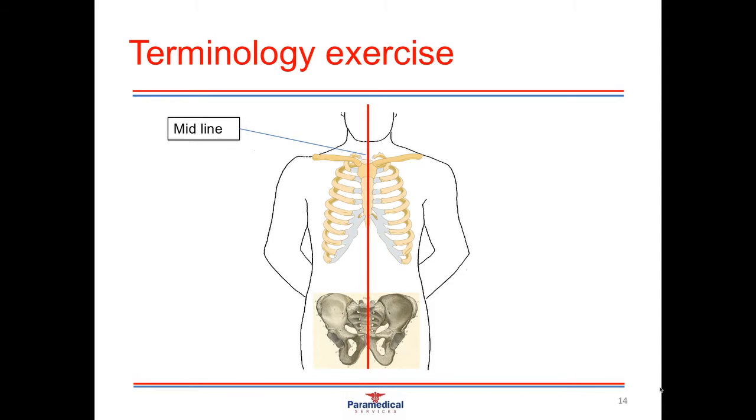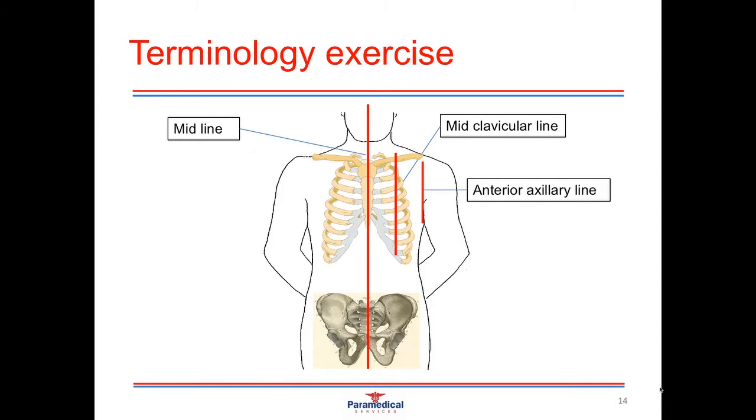Just a refresher, there's that midline again, running straight down the middle of the body, from the top to the bottom, dividing the body into the left and right. The midclavicular line, the anterior axillary line, the nipple line, which runs through the nipples as the horizontal line in the chest, and the umbilical line that runs through the umbilicus, a horizontal line again, dividing the superior and inferior portions of the abdomen.